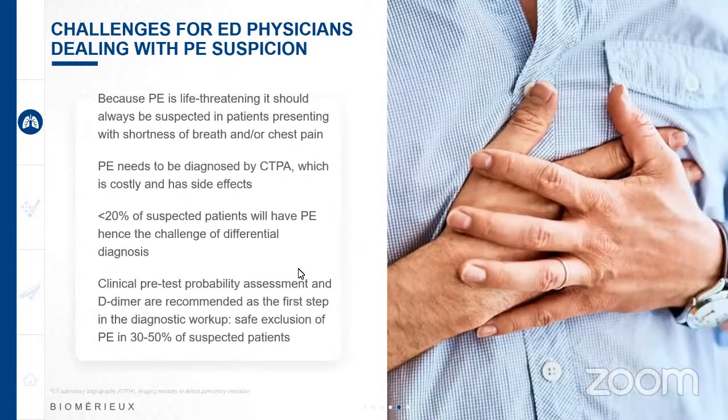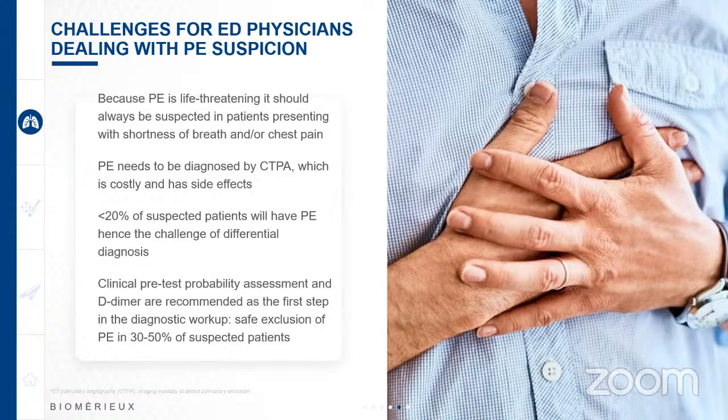So PE is life-threatening and is always suspected in any patient presenting with shortness of breath or chest pain. So let's go back to the first slide where I talked about the symptoms. Shortness of breath can be infectious, but it can also be PE, and it can also be cardiac, such as an ACS. So again, that's not a specific symptom. Chest pain, the same thing.